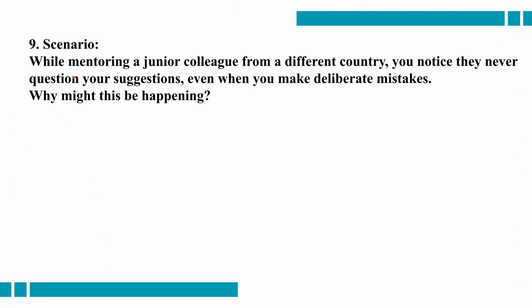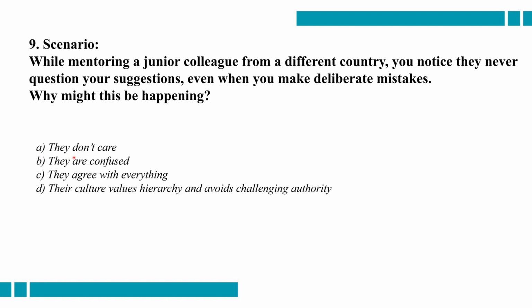Next scenario. While mentoring a junior colleague from a different country, you notice they never question your suggestions, even when you make a deliberate mistake. Why might this be happening? So this scenario, let's first check the options. The options are: they don't care, they are confused, they agree with everything, or their cultural value hierarchy and avoids challenging authority. So here this scenario is about cultural differences in hierarchy and communication style.